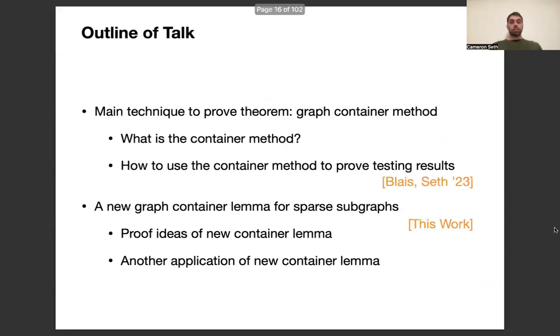Okay, so here's the plan for the rest of the talk. I want to introduce our main technique, which is this graph container method, and go over the rough idea of how this can be used to prove testing results, which was seen in the prior work. And then I'm going to discuss our new graph container lemma and describe some of the ideas behind this proof. And I'll also discuss one other application of our new container lemma.